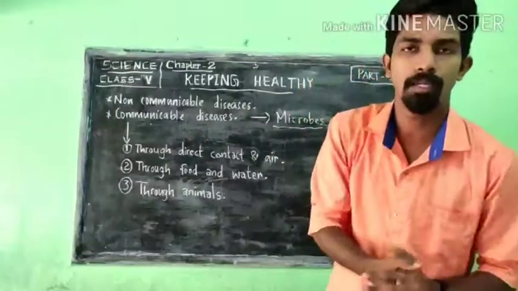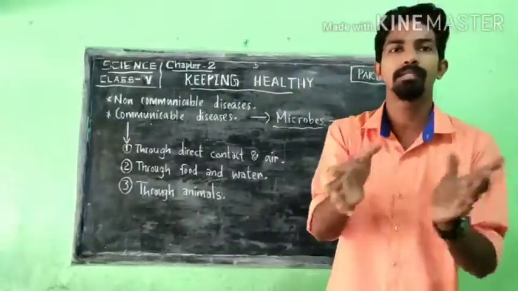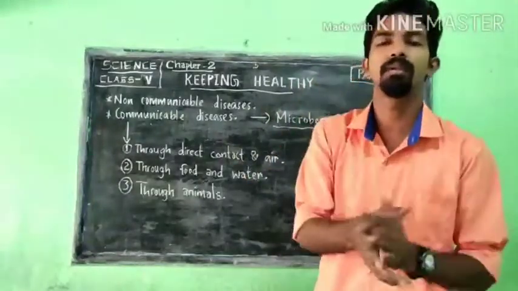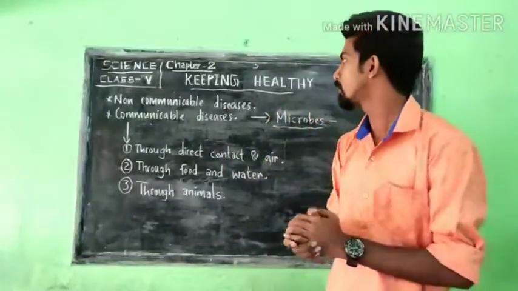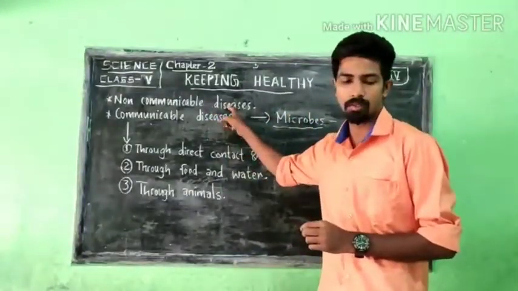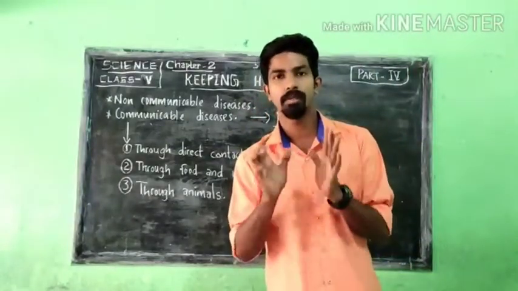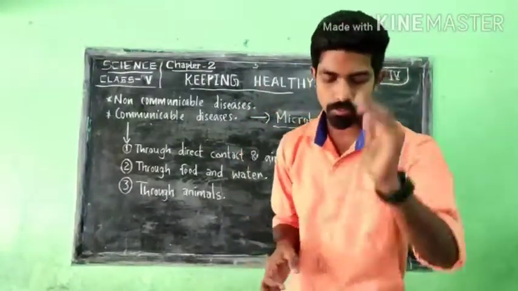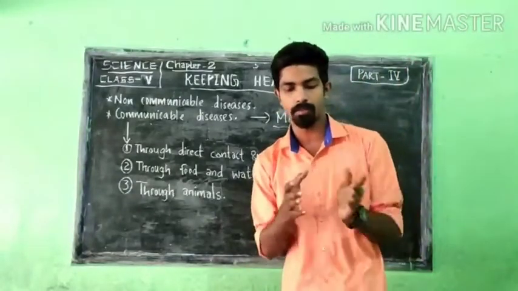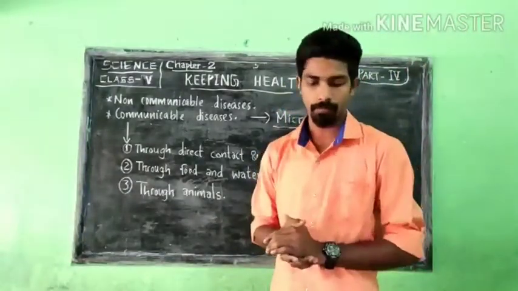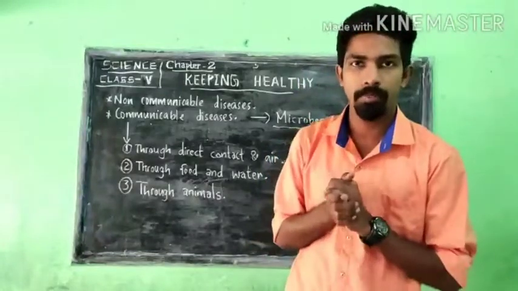If you sit with him, talk with him, eat with him, that disease will not come to you. Such types of diseases are called non-communicable diseases. On page number 17, a small definition is given there: deficiency diseases cannot spread from one person to another, so therefore they are called non-communicable diseases.